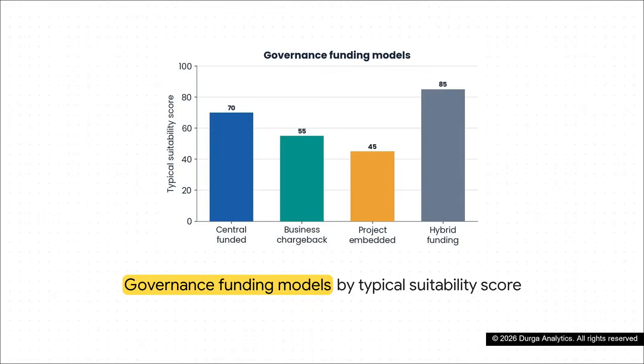If you take a look at this suitability score chart, the hybrid model clearly pulls ahead, hitting a solid 85 out of 100. Central funding is a decent backup at 70, but chargeback and embedded lag far behind because of those inherent risks we talked about. Hybrid is, without a doubt, the most sustainable choice for large firms.